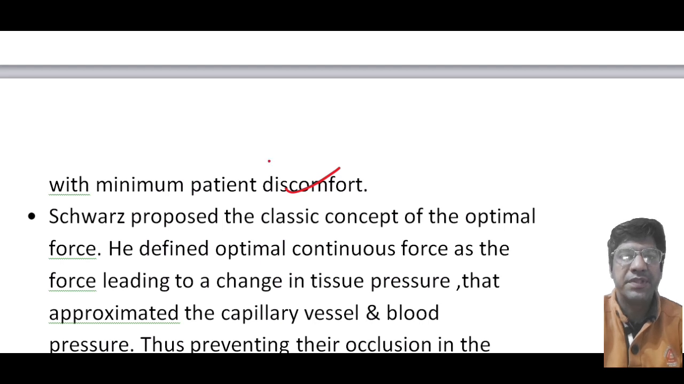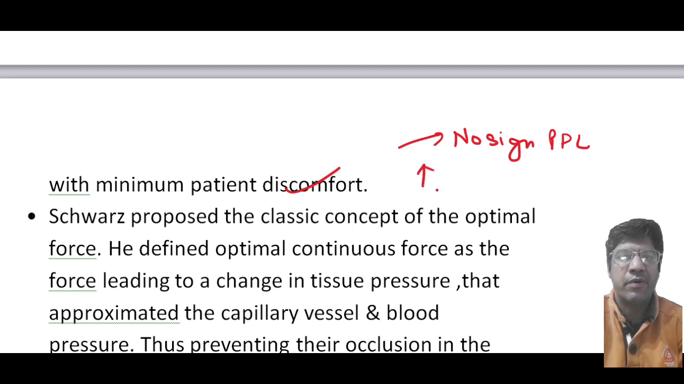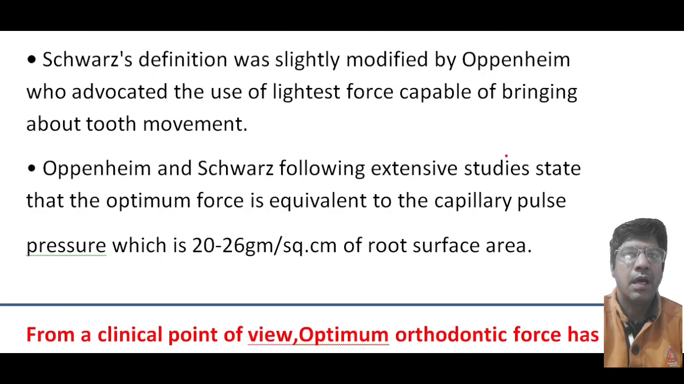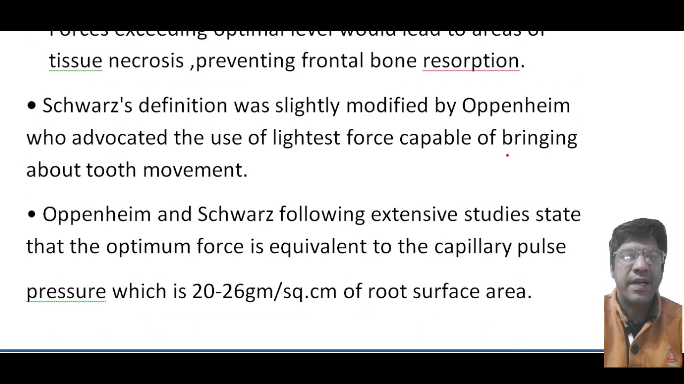So remember, the forces that are below the optimal level will result in no significant changes in the periodontal ligament. Whereas the forces that exceed optimal orthodontic force would cause tissue necrosis, that would hinder the frontal bone resorption. Oppenheim modified the Schwartz definition. He advocated the use of the lightest force capable of inducing tooth movement.